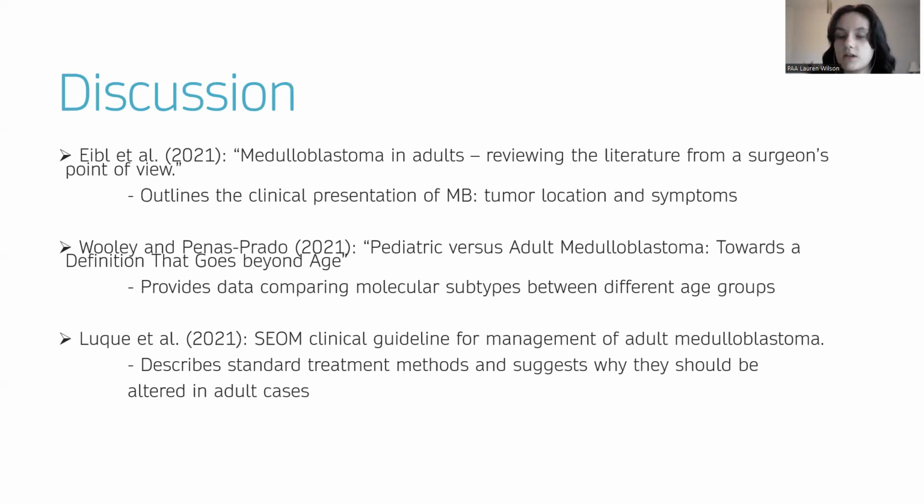So because of this location, there are a few differences in symptoms. I'll be honest, most of the symptoms are very similar because they're related to the mass effect. So you're going to have things like headache, especially upon waking, nausea, vomiting, visual disturbances, increased intracranial pressure, and then hydrocephalus.